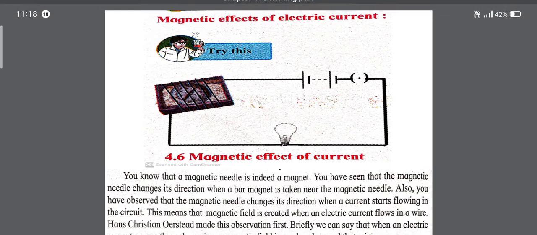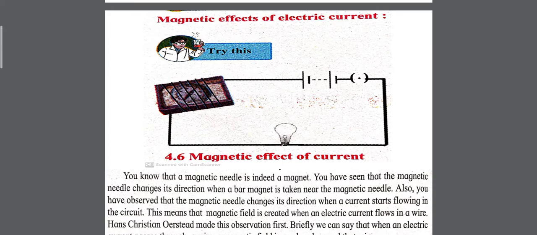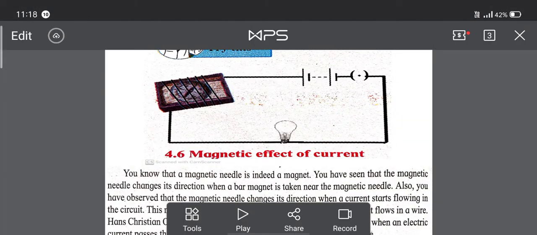Now take a long connecting wire and bind it around this tray as shown in this box. Now complete the electrical circuit by connecting this wire, the electric cells, a plug key and a bulb, which is shown in figure 4.6. Now mark the position of the magnetic needle. Take a bar magnet near this magnetic needle. Then what do you observe? You have seen that the magnetic needle changes its direction when the bar magnet is taken near to it.